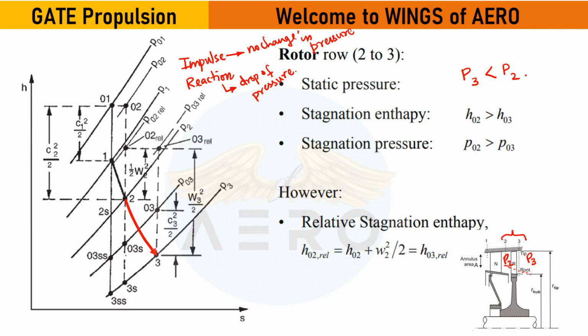Now again you see the changes in enthalpy. Here I said the enthalpy was H naught 2. Now across the rotor, what happens? The H naught 2 also decreases. Due to all those things, the stagnation pressure will also decrease as compared with when it was entering, right? You need to remember these points.